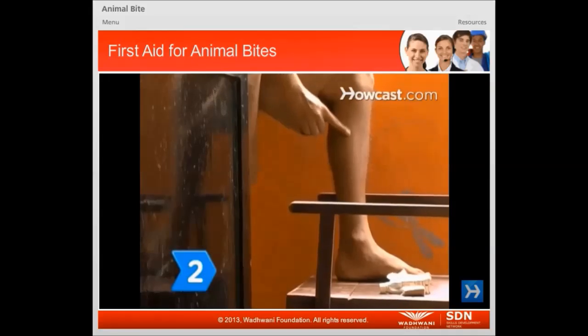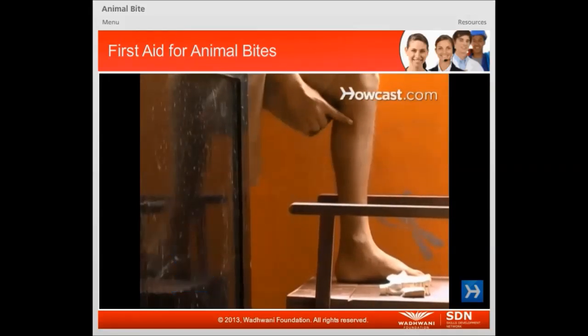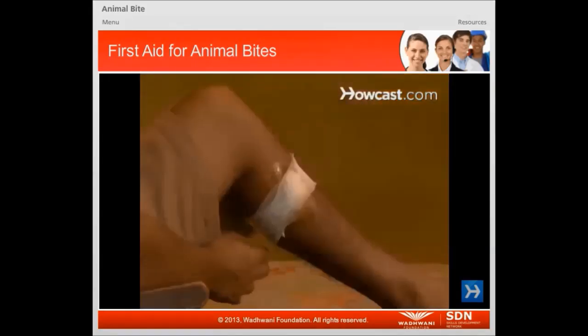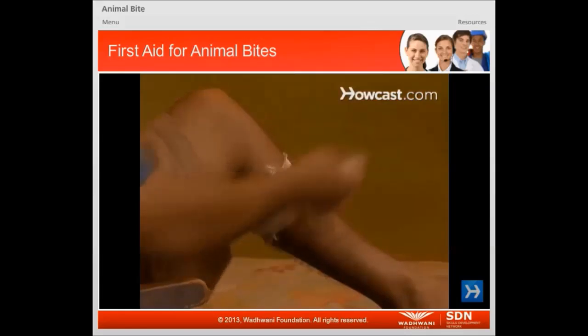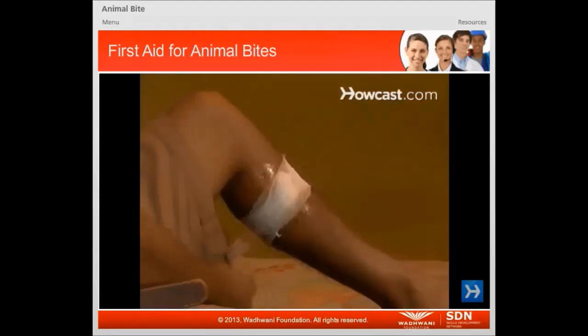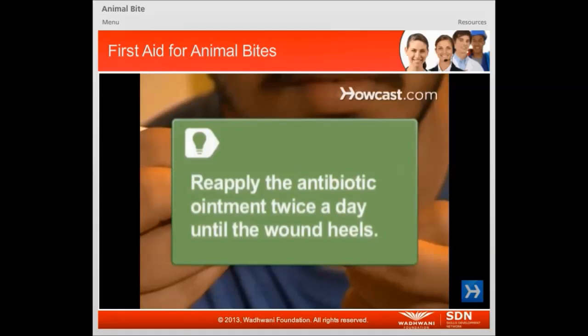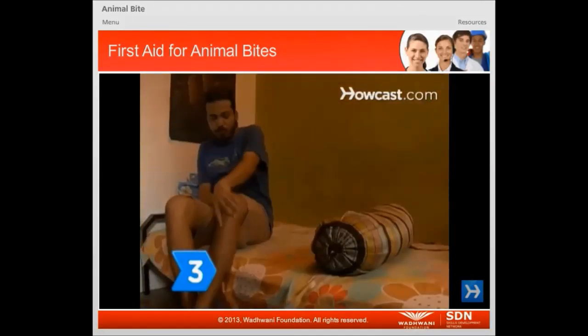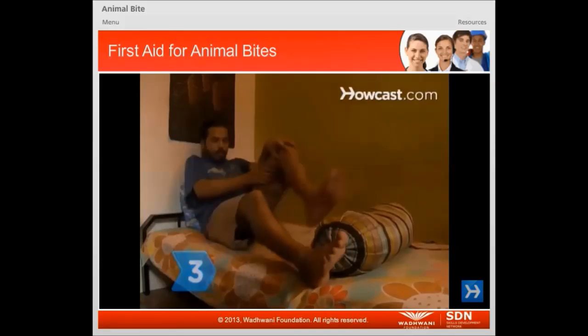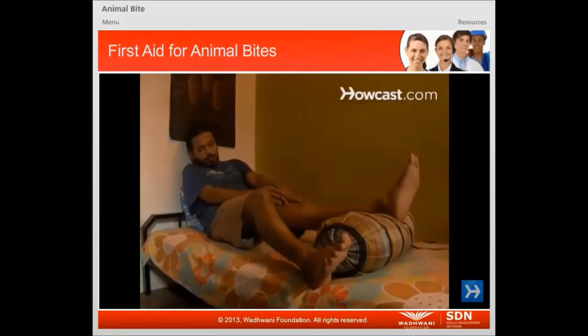Step 2. Apply an antiseptic solution such as iodine to the wound after you finish washing. Then, apply an antibiotic ointment and cover the wound with a sterile bandage. Reapply the antibiotic ointment twice a day until the wound heals. Step 3. Keep the injured area elevated to slow swelling and prevent infection.